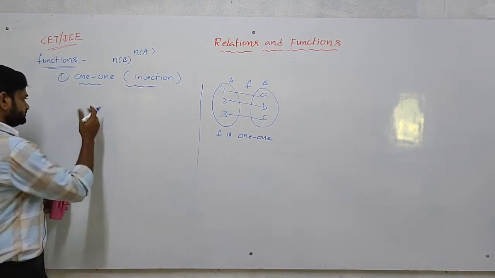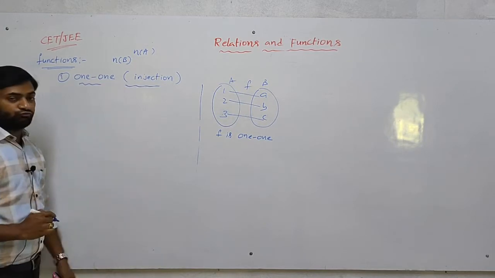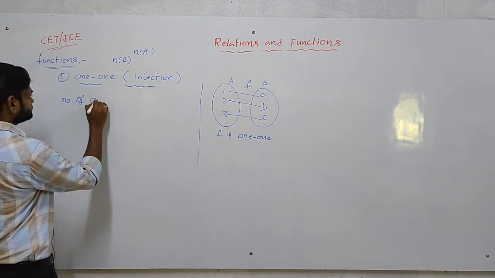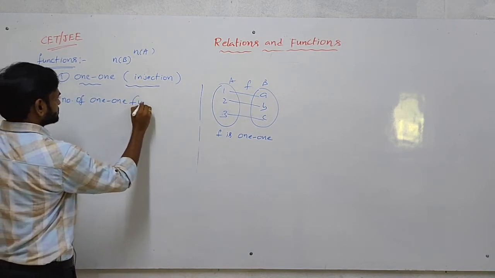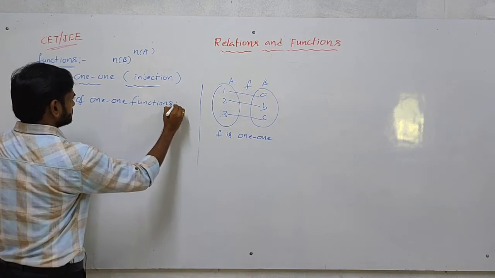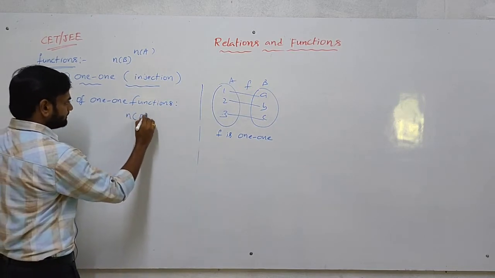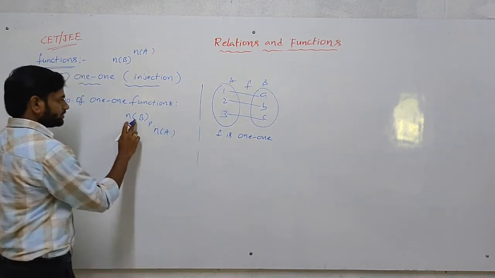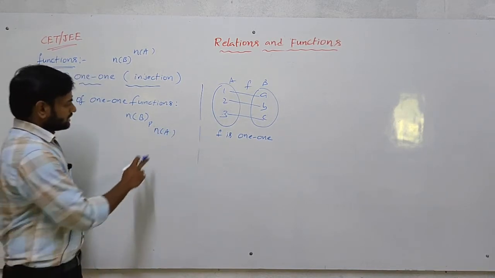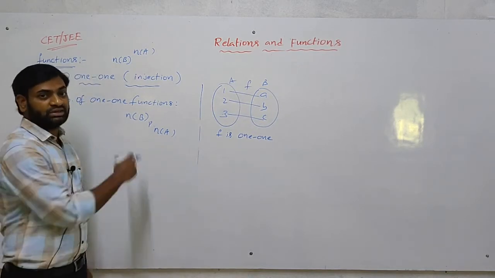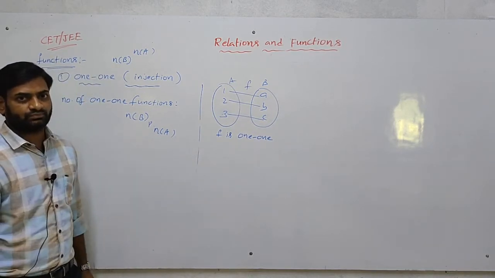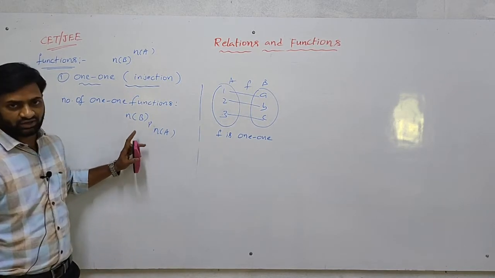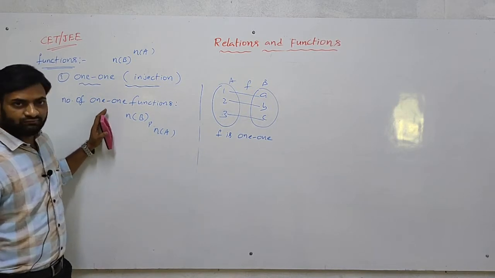Now see, the number of 1-1 functions is n of B, P, n of A. n of B means the number of elements in B. n of A means the number of elements in A. P means permutations. So n of B P n of A, that is the number of 1-1 functions.